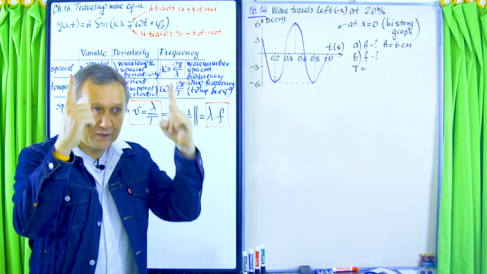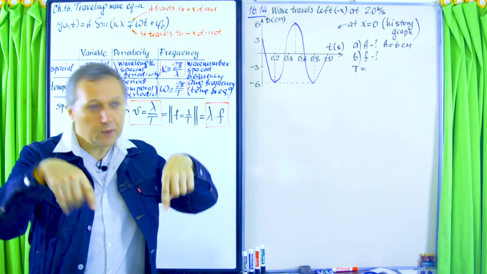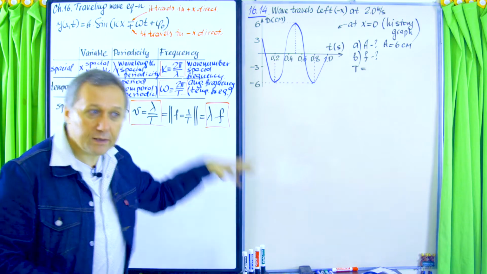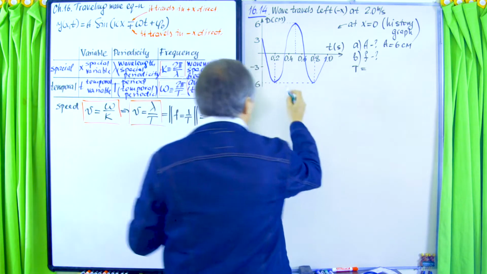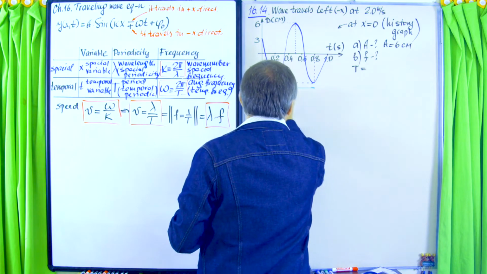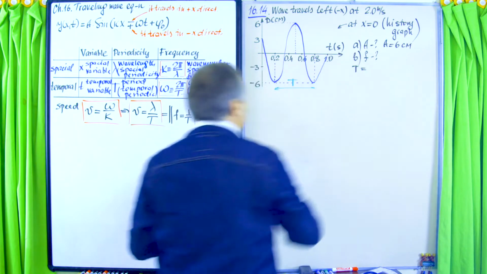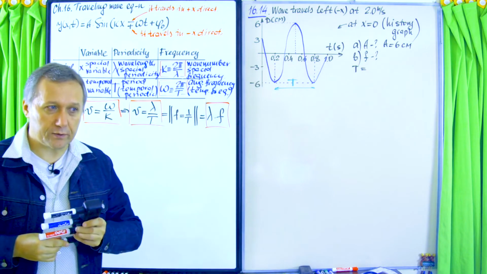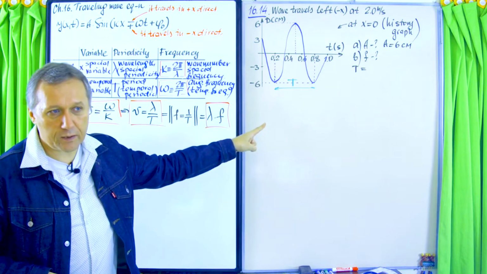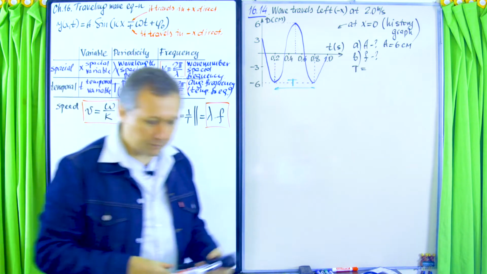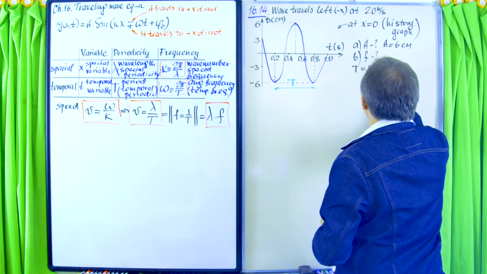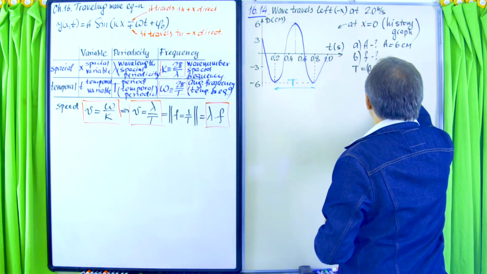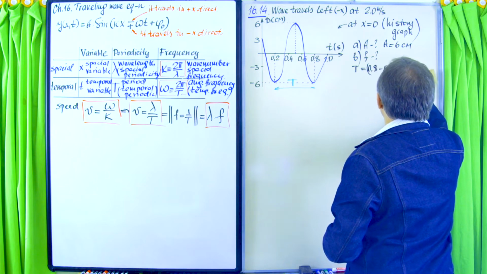The distance between crests, for example, or troughs, it will be the wavelength. But here it's a period. So that is our period. So let me show this. So this is T, the period. If you have a history graph, the period is right in front of you. You can read it from the graph. So the period, of course, will be 0.8 minus 0.2 seconds. It will be 0.6 seconds.